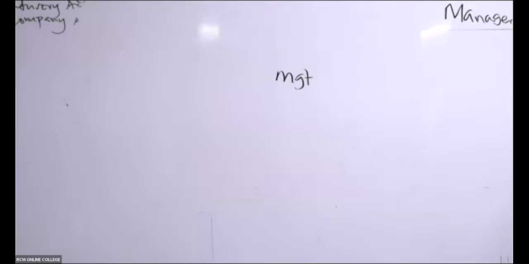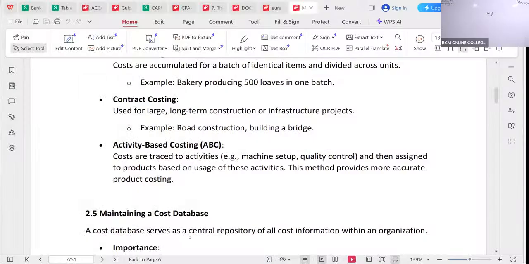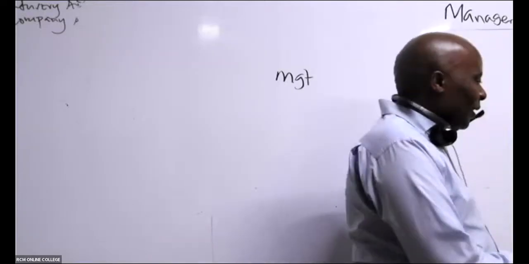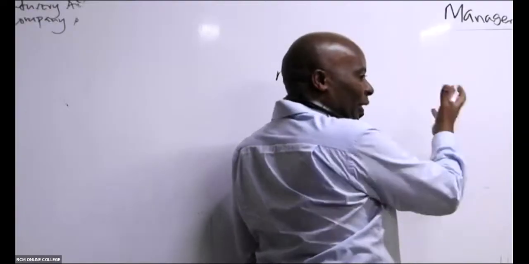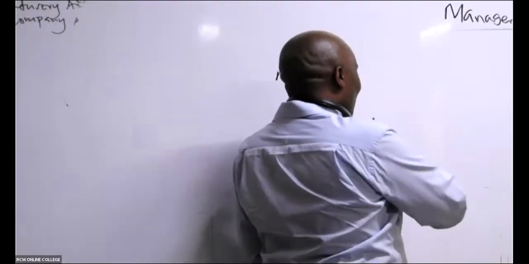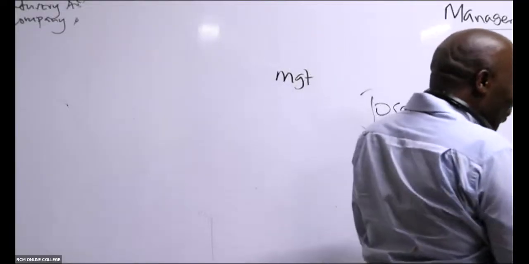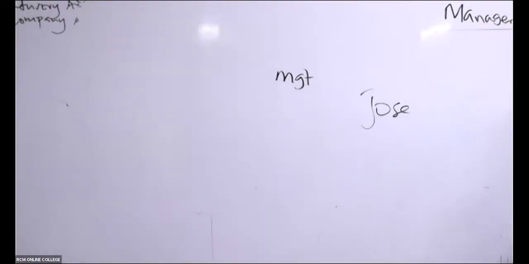Share screen. So maintaining a cost database. Why do we need a database? You know, a database, like for example, during elections the other time, we had a database of voters and of course how they voted, right? Yeah, and I remember one time there was a guy called Jose Camago. So also for cost, we need a database where we store.